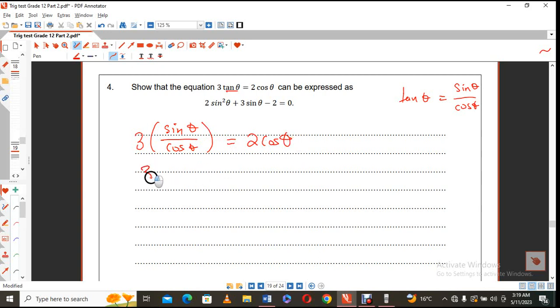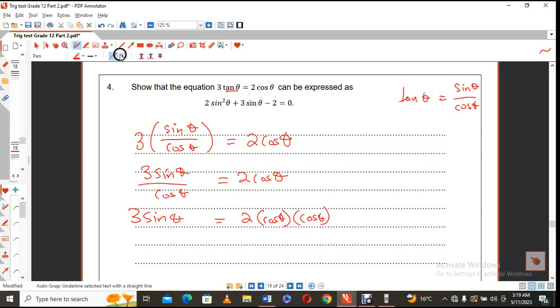Then this is 3 sine theta over cos theta equals to 2 cos theta. Then this is 3 sine theta equals to 2 cos theta times cos theta. That is, if I multiply both sides by cos theta. In this case here, it will cancel. This leaves me with 3 sine theta equals to 2 cos square theta.